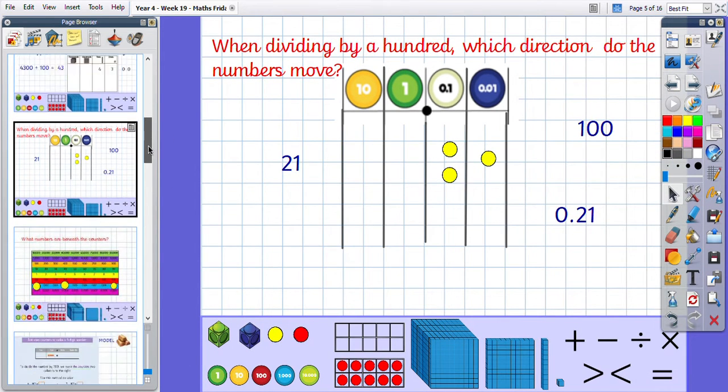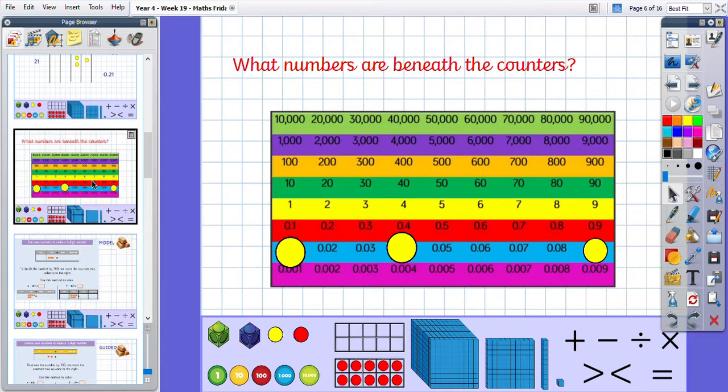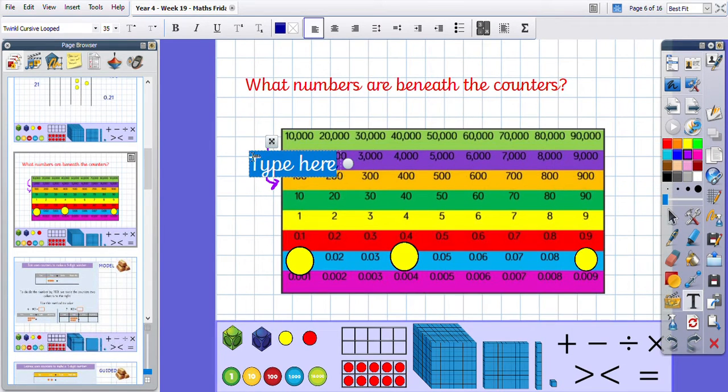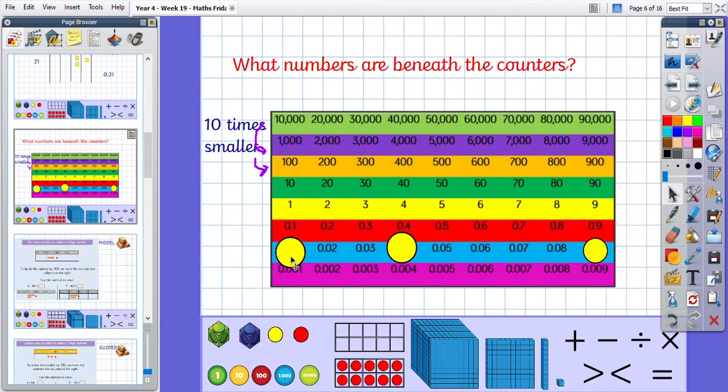Okay, so looking back at our Gattegno chart, what numbers are beneath our counters? So last time we looked at this, we realised that each row was getting 10 times smaller. Okay, but this time we want to go 100 times smaller because we are looking at dividing by 100. Okay, so we would move 2 places.